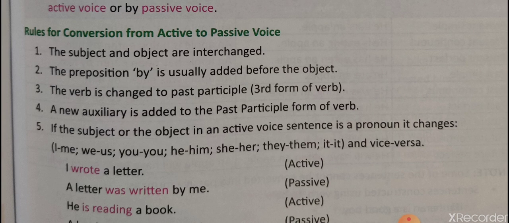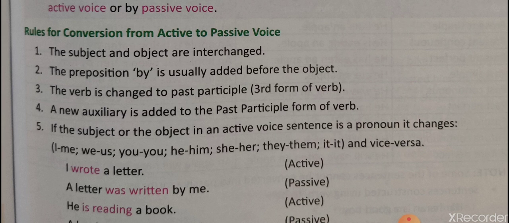The verb is changed to the past participle, the third form of the verb. Alright, a new auxiliary word is added to the past participle form of the verb. And what are the auxiliary verbs? We have already studied in our last video. Auxiliary verbs are is, am, are, was, were, do, does, did, has, have, had, can, could, may, might, will. All of these are auxiliary verbs, or we can say in simple language, helping verbs.